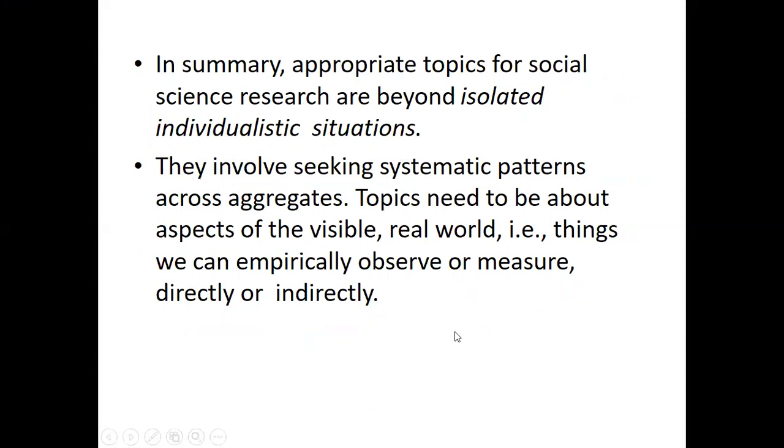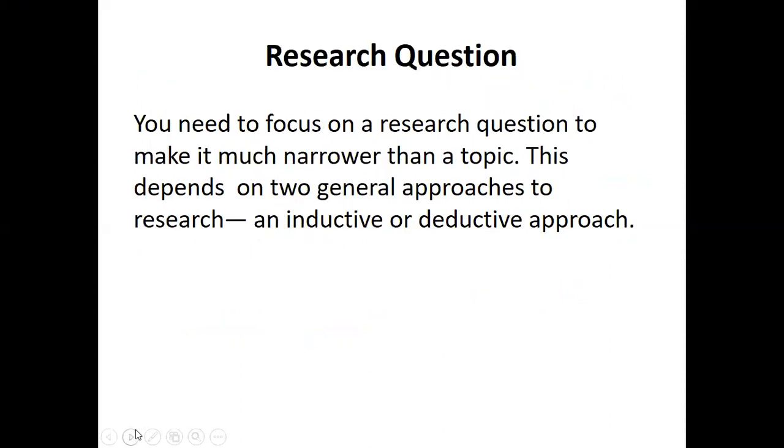In summary, appropriate topics for social science research go beyond isolated, individualistic situations. They involve seeking systematic patterns across aggregates. Topics need to be about aspects of the visible real world, that is, things we can empirically observe or measure directly or indirectly.